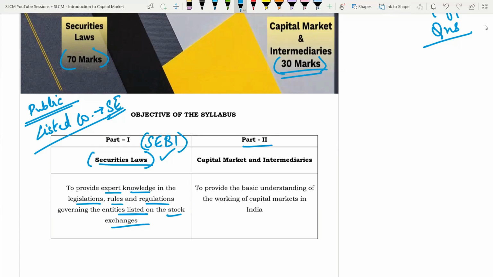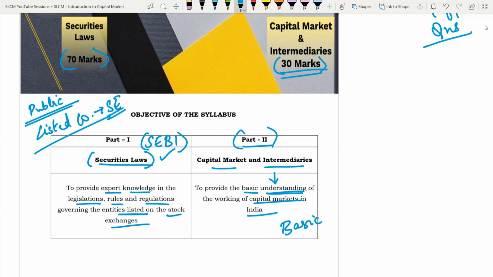Coming to the second part, Capital Market and Intermediaries, it is to provide you the basic understanding about the working of the capital markets in the country. So when you compare these two topics, Part 2 is giving you the basic understanding about how the market itself works, and Part 1 talks about the rules and regulations. So from the practical point of view, to understand what the rules and regulations are, it is very important for us to have the basic foundational knowledge about how the market operates.